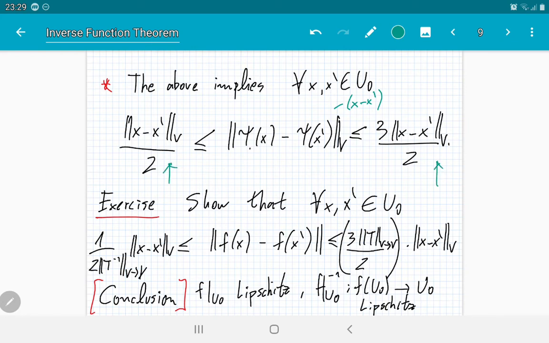Now here's a little exercise for you. Remember that psi of x is equal to t minus 1 f of x.